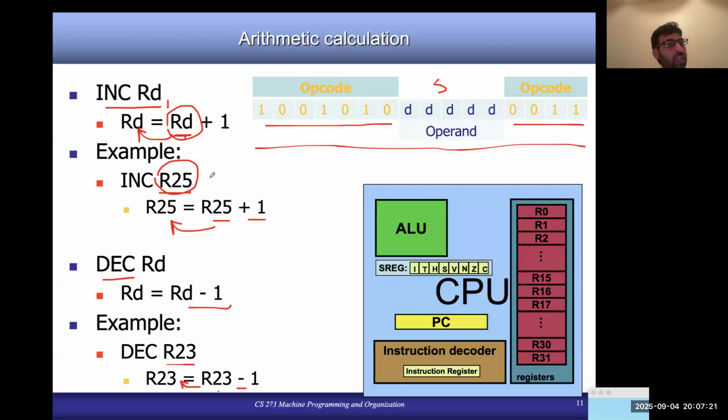But if you want to, let's say, increment by 2, then you need to have two instructions. You need to say increment R25 and then another instruction which says increment R25. Or you can say add R25 and then another register which holds the value of, let's say, 2.